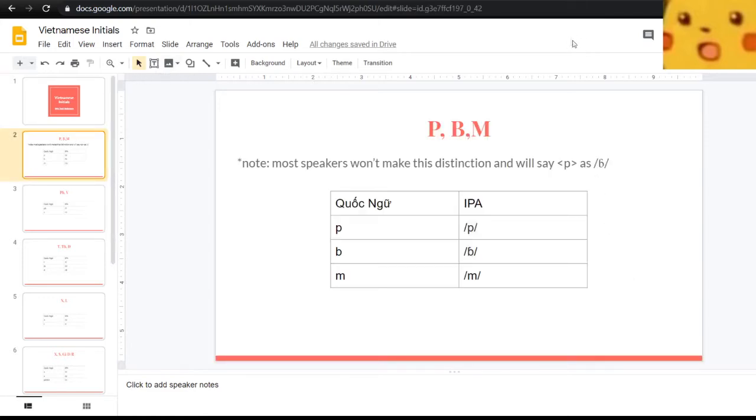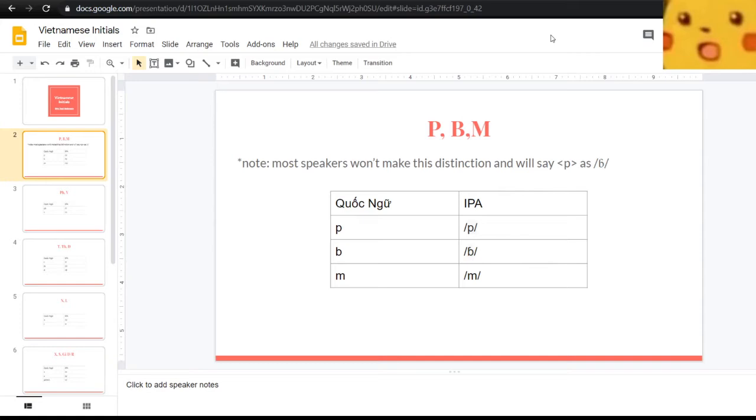So the first three set of consonants that we're going to be covering are pê, bê, and em mờ. Okay, so on the left hand side I have it in Quốc ngữ, which is the Vietnamese orthography, and on the right hand side I have it in the International Phonetic Alphabet. Okay, so we're going to start off top to bottom.